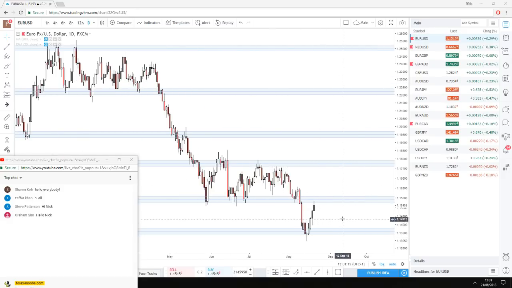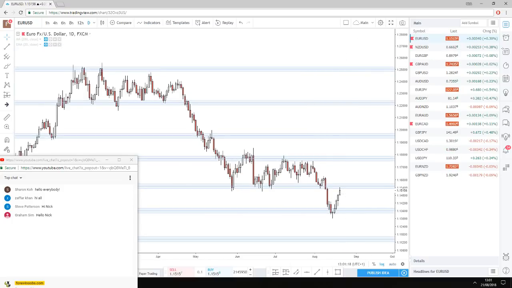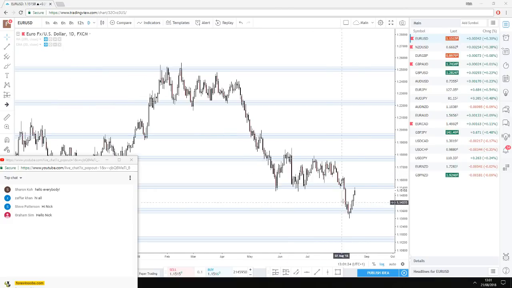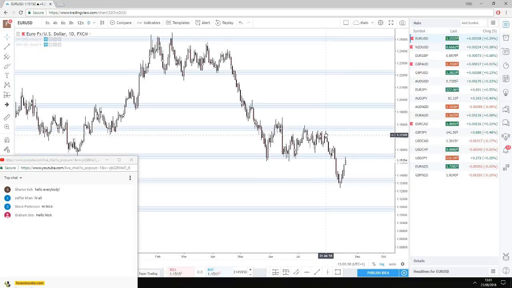So let's kick things off with EURUSD. EURUSD has reversed from the support area. We were looking at the support area for a potential reversal last week. That reversal occurred. Now it's come back up to this resistance area. This is actually quite interesting.